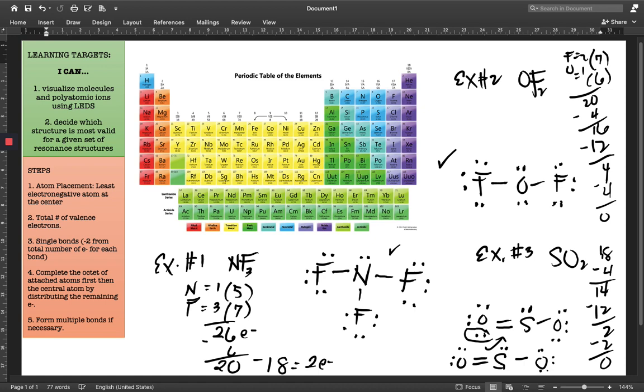5. And then 6. Alright? So if we check the octet of each atom, this is still 1, 2, 3, 4, 5, 6, 7, 8. Still an octet for this oxygen. Now sulfur has 1, 2, 3, 4, 5, 6, 7, 8. This is correct. And then 1, 2, 3, 4, 5, 6, 7, 8. Therefore, we end up with this structure for sulfur dioxide. So disregard this one.